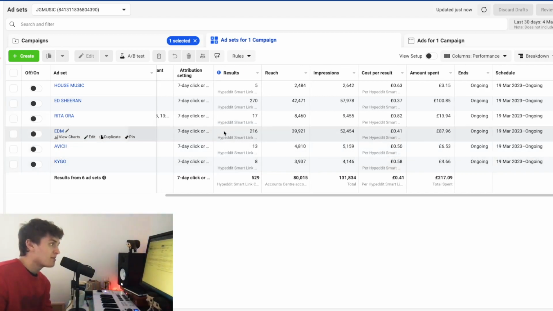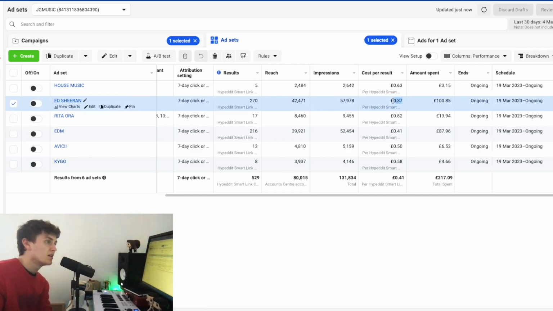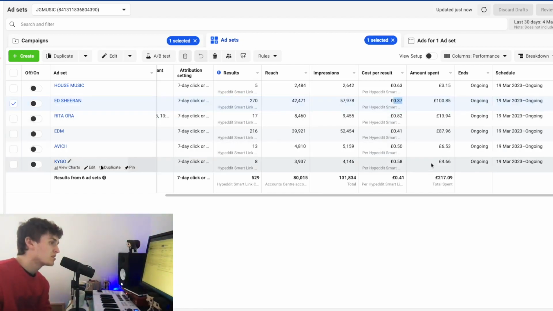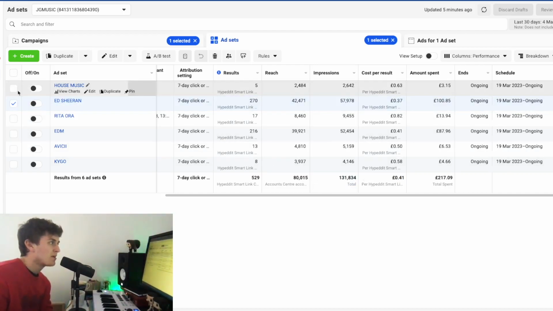And the two that came out on top was the EDM and Ed Sheeran. Ed Sheeran actually was the cheapest in the end with a 37p cost per conversion. So if I'd kept running this, I probably could have done a lot better with another £30 and maybe got this below the 40p mark, which is, you know, again, it's okay. We reached 80,000 people, made 131,000 impressions. So overall, again, the campaign's okay.